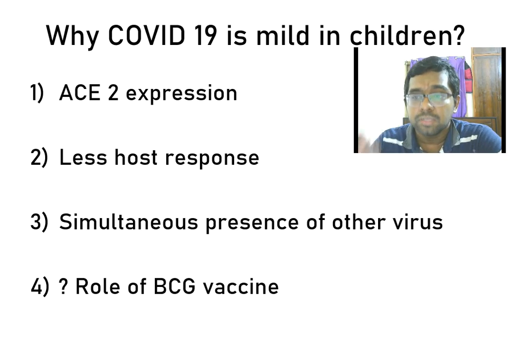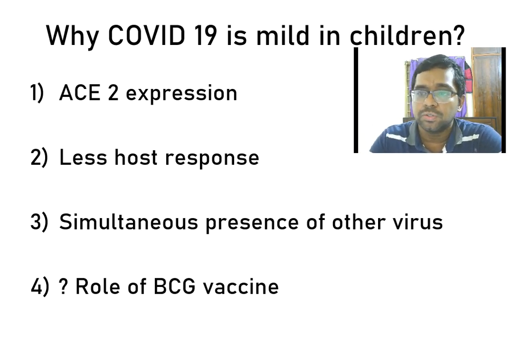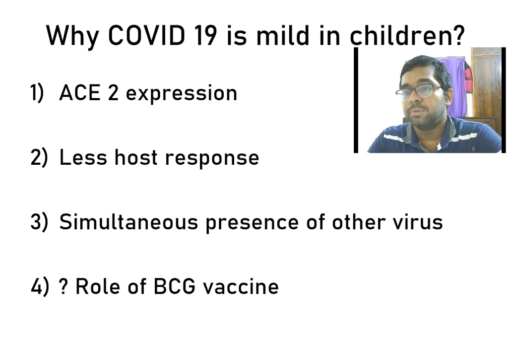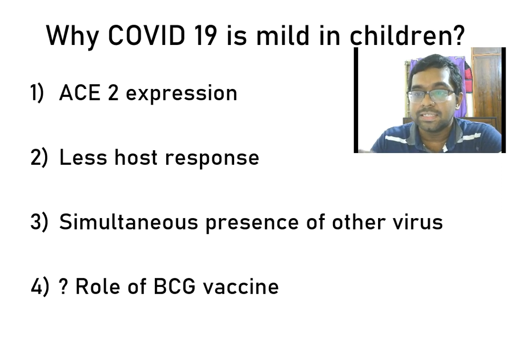Number two, the number of receptors itself is less in children compared to adults. That is why the disease severity is also less in children. Second is the host response or the cytokine production, which is very less in children compared to the older population or adults. So that is why the severity is also less in children, right?